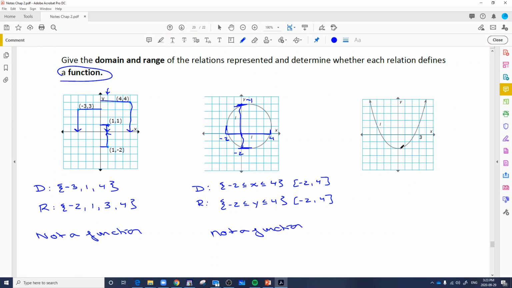All right, looking at this one, the domain. If I were to look at where it hits the x-axis, it would hit all the way along. So the domain is the set of x is all real numbers, or -infinity to infinity. And the range starts down here at -2, and then it goes up and up forever. So the set notation would be y is greater than or equal to -2, or in interval notation, -2 up until infinity. Does this one pass the vertical line test? Yep, there's nowhere I can draw a vertical line and hit more than 1 point. So this graph is a function.